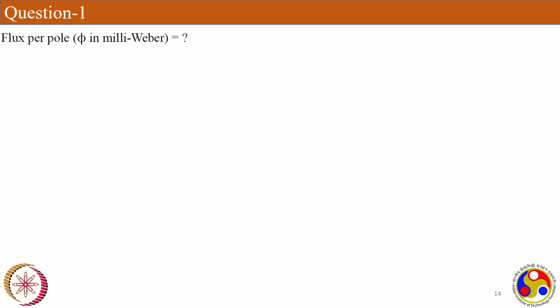Flux per pole in milliweber. This is an important formula. How to calculate the flux per pole? If you know the flux density in Weber per meter square and you multiply it with the area, you would get the flux in Webers. B max was already given to us, and you need to get the area. Any idea how to do that? This is a derivation which we have done in the theory, but there is another simple formula for it.